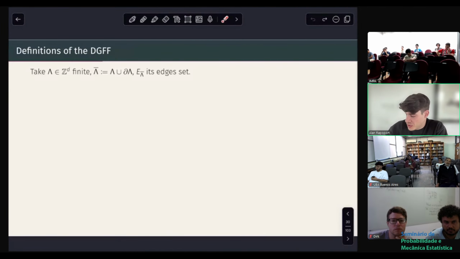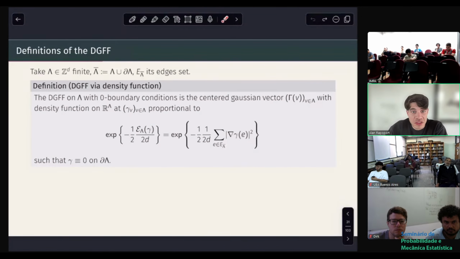The definition is, well, just take a graph. This is defining any graph. And there are, in principle, 2 ways to define it. One is more intuitive, which is this one, via the density function, in which basically it is going to be the Gaussian vector whose density function is proportional to this exponential. So basically, this is the Dirichlet energy, which is summing the gradients squared. So what this is doing is penalizing large gradients. So basically, we can think about the value at each point as a height. I want those heights to be close together, right?